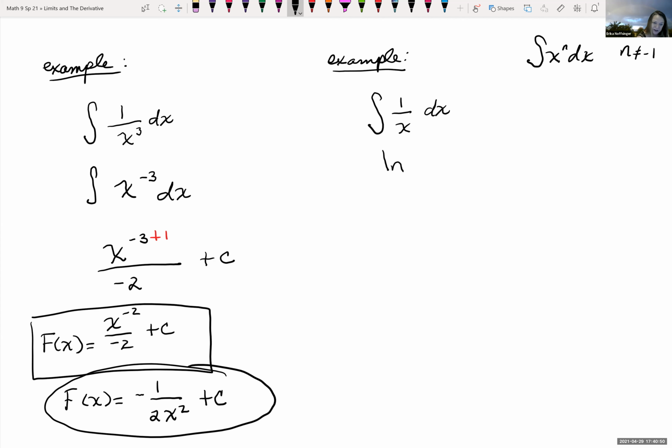Recall taking the derivative of the natural log of x. I'm going to put absolute values here, because x has to be greater than 0 in order for you to be able to take the natural log. And then plus c. The derivative of the natural log of x is 1/x, which is this.